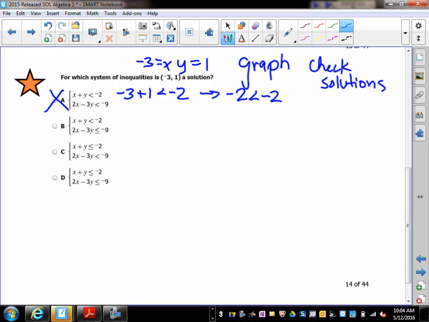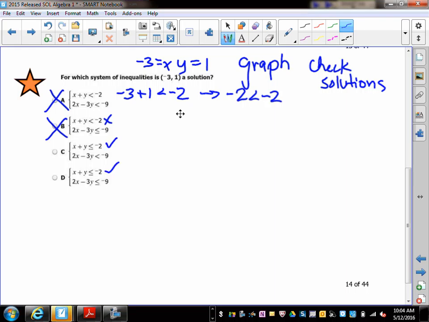Okay, letter B. Isn't this the exact same thing? Mm-hmm. Well, gee, then we can eliminate letter B as well, because if it didn't work up here, it's not going to work for this one either. Oh, gee. Alright, so now C and D. Notice that now they have the or equal to. So is it going to work for these ones now?